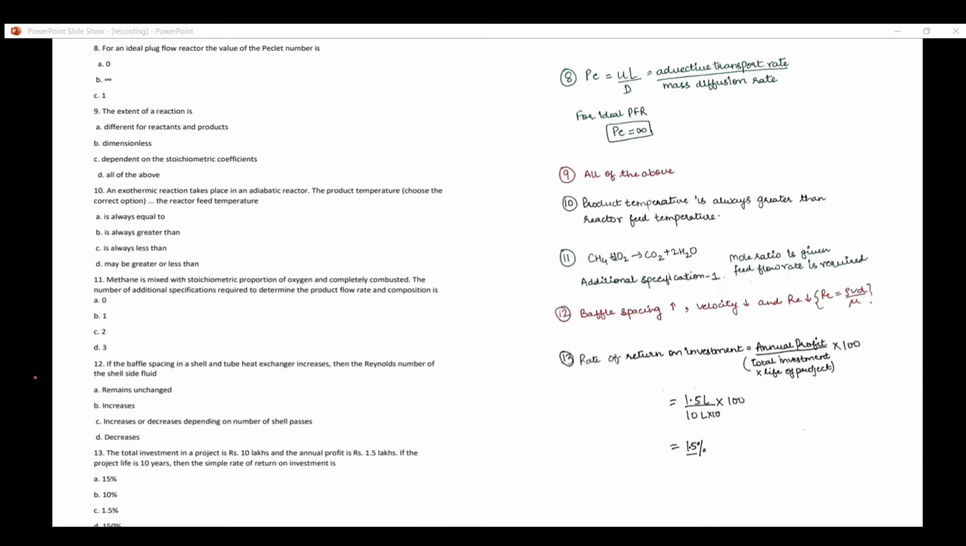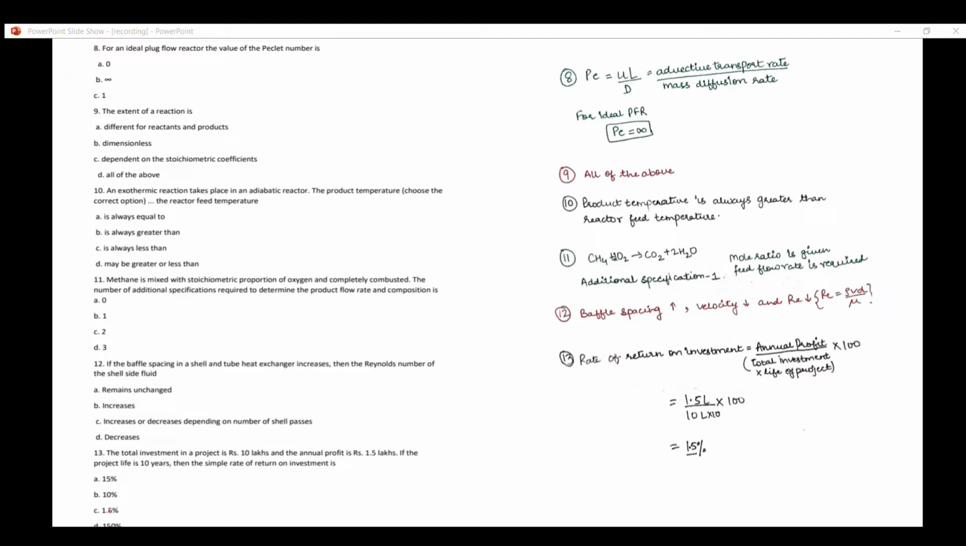Moving on to question number 12. If the baffle spacing in shell and tube heat exchanger increases, then the Reynolds number of the shell side fluid. So if the baffle spacing increases, the velocity will decrease, and Reynolds number and velocity are interrelated because Reynolds number is rho v d by mu, and if the velocity decreases, Reynolds number will also decrease. Therefore, option D is correct.